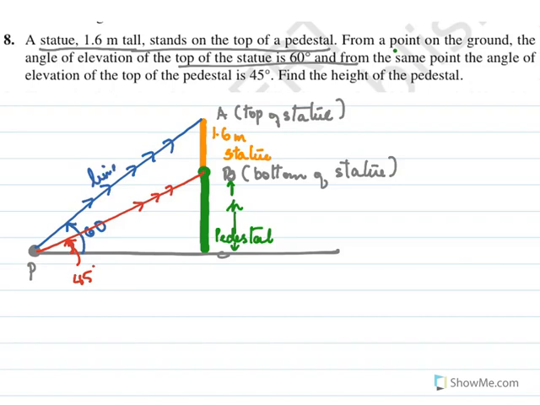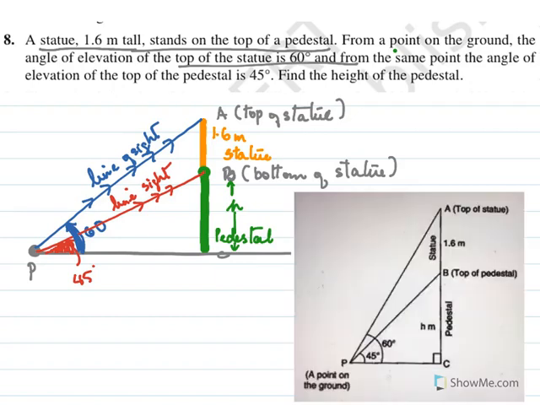So hope you understood the line of sight. This is the line of sight for the top, which makes 60, and then this is the line of sight for the top of the pedestal. So this full thing is 60. So we have to find H.